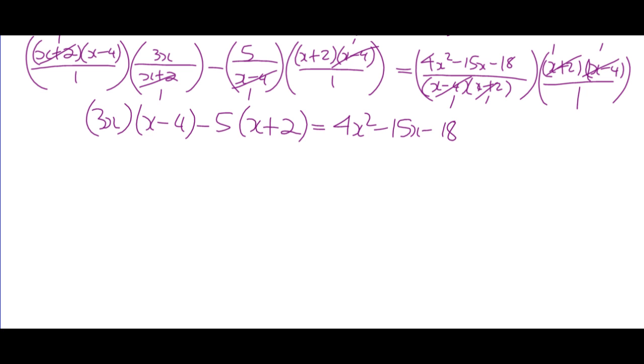Okay, so now we want to solve this. So we've got to expand, right? So we get 3x squared minus 12x minus 5x minus 10. Yeah, okay, minus 10. 3x squared minus 17x.